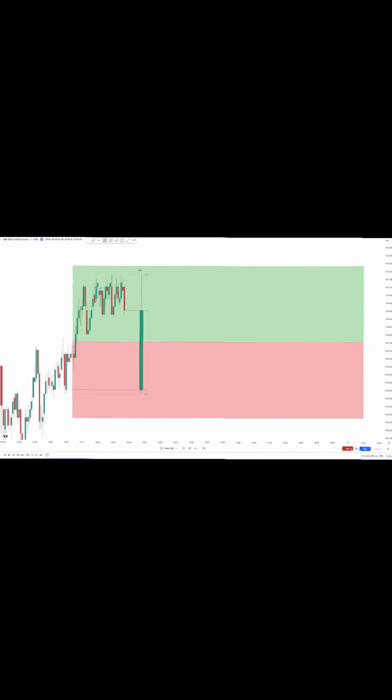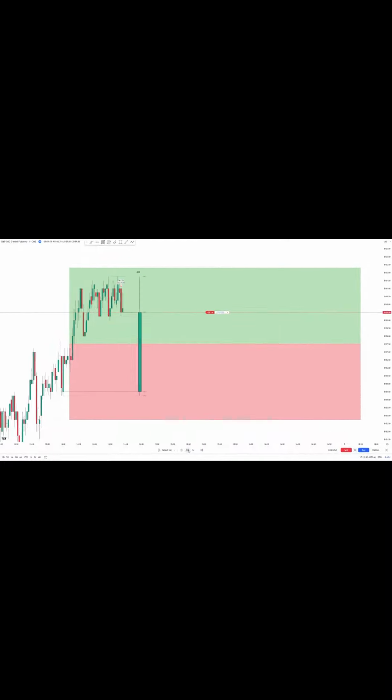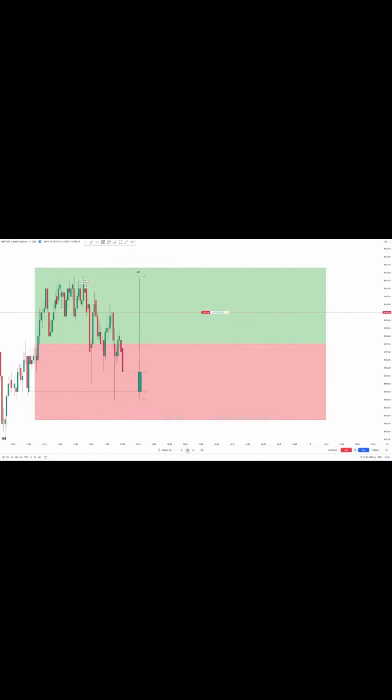For demonstration purposes, let's see what that looks like on the chart. Let's make a sell in the premium and buy in the discount zone.